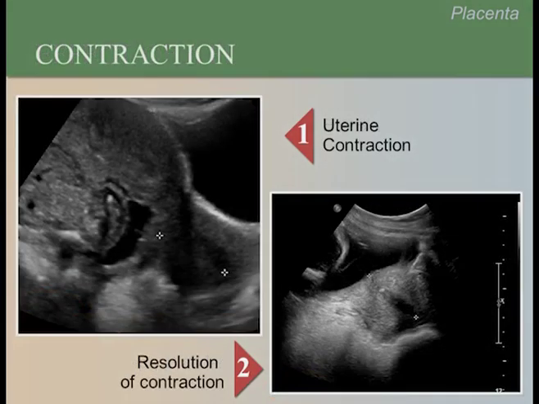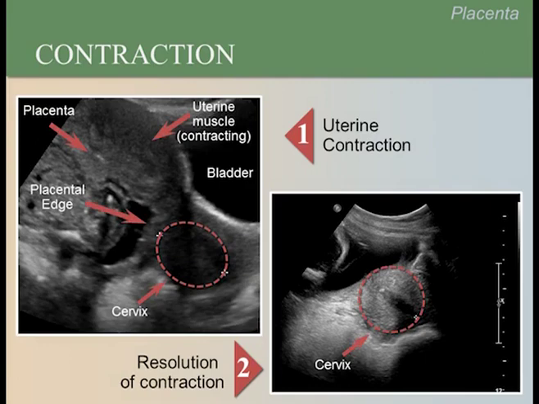Let's look at how a contraction can affect the appearance of the placenta on ultrasound. The uterine muscle contracting can look just like placental tissue, which makes it difficult to see the placenta separately from the contracting uterine muscle. Please pause the video and ask a volunteer to identify the bladder, placental edge, cervix, and internal cervical os.